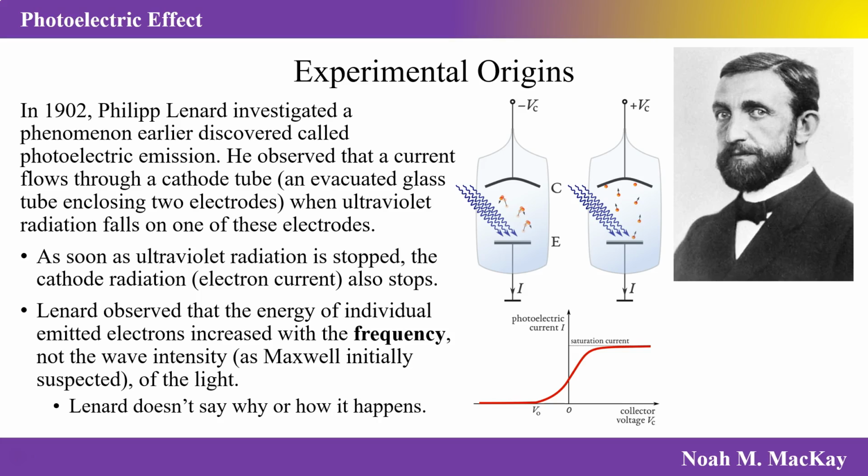Lenard also said that the energy of the individual electrons in this current depends on the frequency of the incident light. But despite the fact that he was able to prove this experimentally, he did not know the actual theory behind it. He did not know what was going on in the theoretical sense.